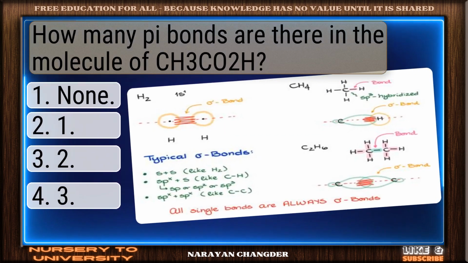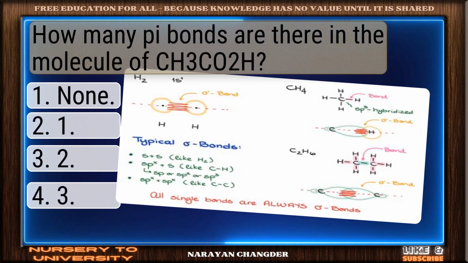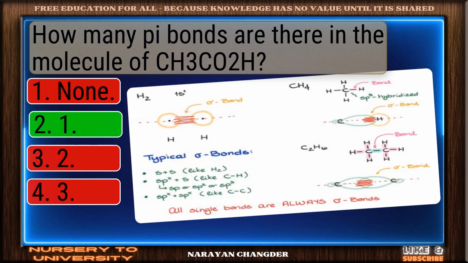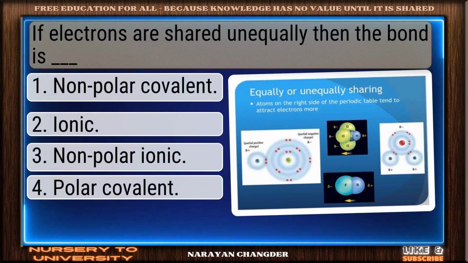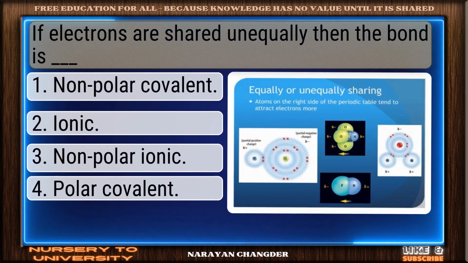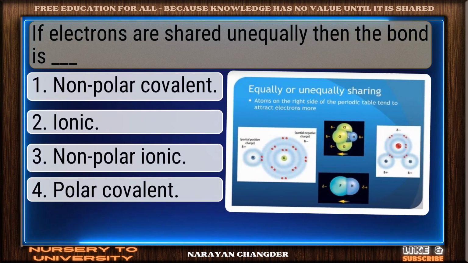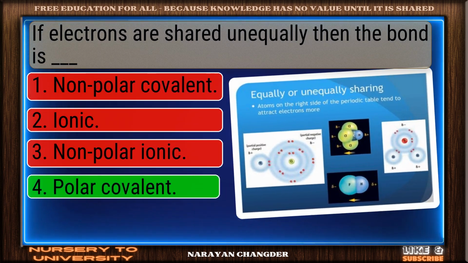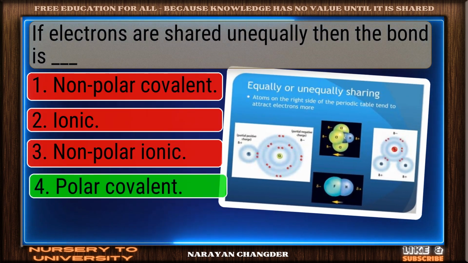How many pi bonds are there in the molecule? Bravo. 1 is the answer. If electrons are shared unequally, then the bond is dash. You got it. Your choice, polar covalent, is right.